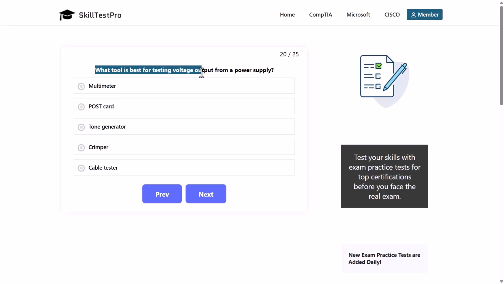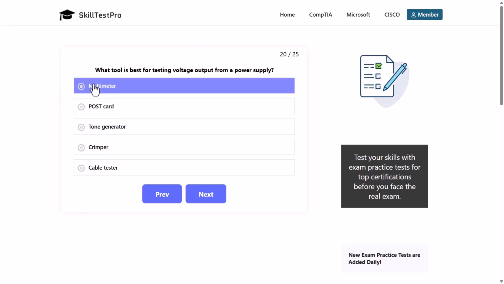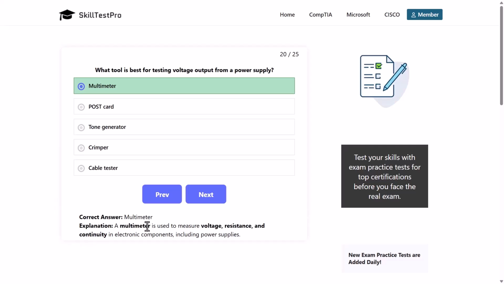So what is best for testing voltage output from a power supply? Now we're talking about power supply. What would be the best from all these tools? The best answer obviously is the multimeter, as a multimeter is used to measure voltage, resistance and continuity in electronic components, including power supplies.